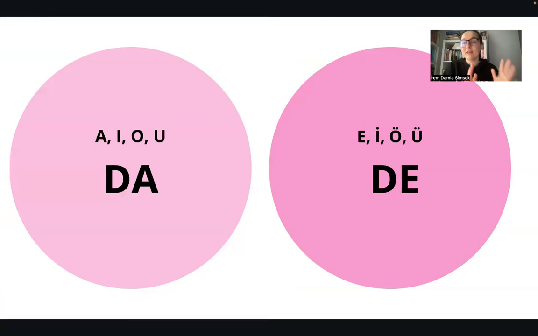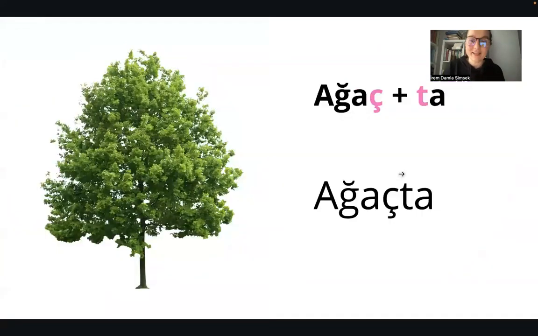For example, if the last vowels are a, o, u, like araba, arabada, doktorda, okulda. And if the last vowel is e, i, ö, ü, like ev, evde, kantin, kantinde, köy, köyde. So we do it like this.